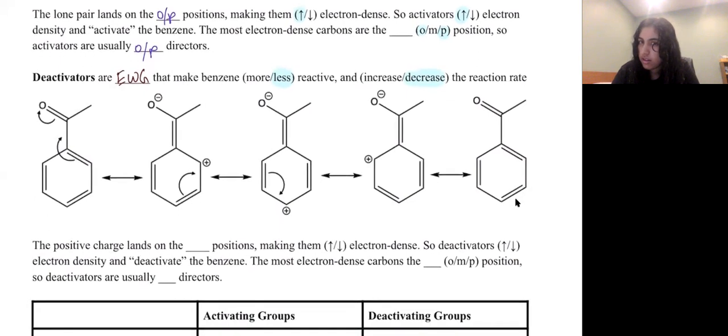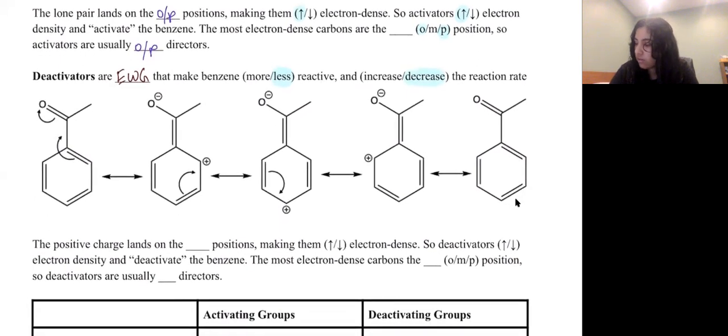And overall, those 3 carbons are going to have a delta positive charge this time. The delta positive makes them much less reactive, so you don't really want to add a new group onto there.